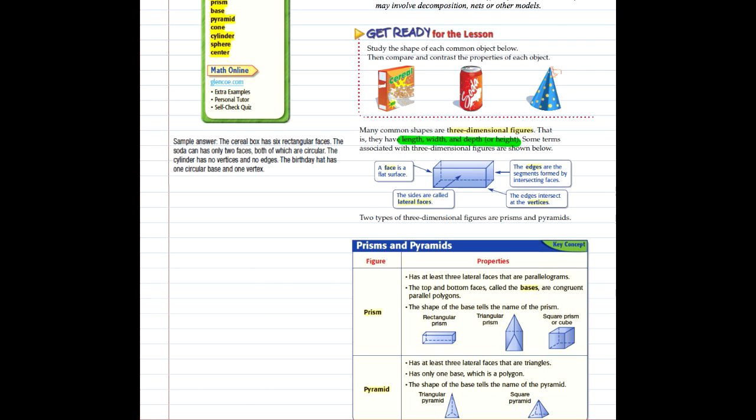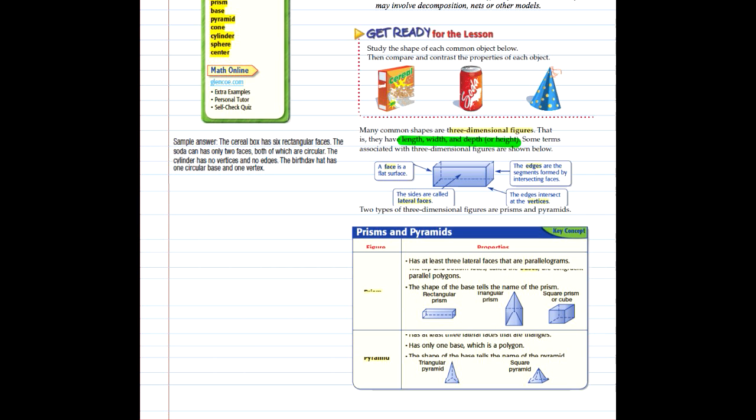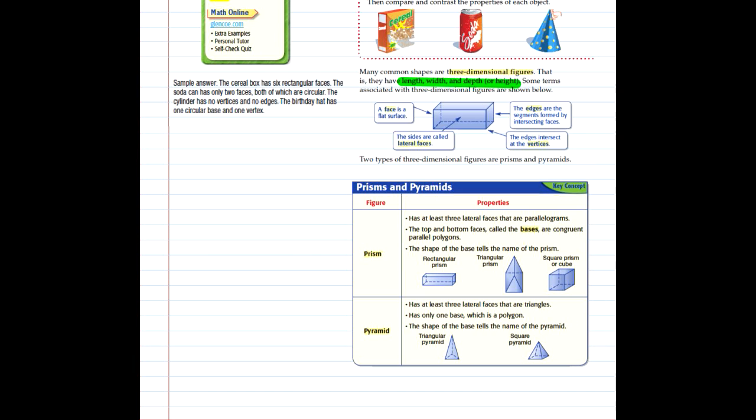Two types of three-dimensional figures are prisms and pyramids. A prism has at least 3 lateral faces that are parallelograms. Top and bottom faces, called bases, are congruent parallel polygons. The shape of the base tells the name of the prism.